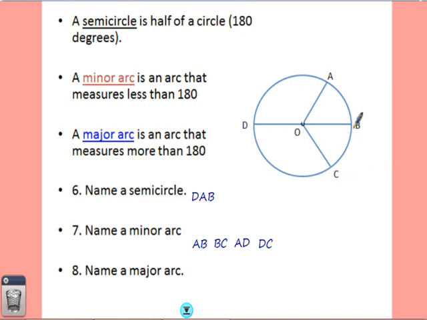go. So if I want to start at B and I want to name a major arc, I could say B, C, and then all the way around to A. So BCA would be a major arc. I could also say BDA, that's fine too. Or you could say DCA, that's another major arc. So, the order that you put the letters is going to dictate the order that you go in around the circle.